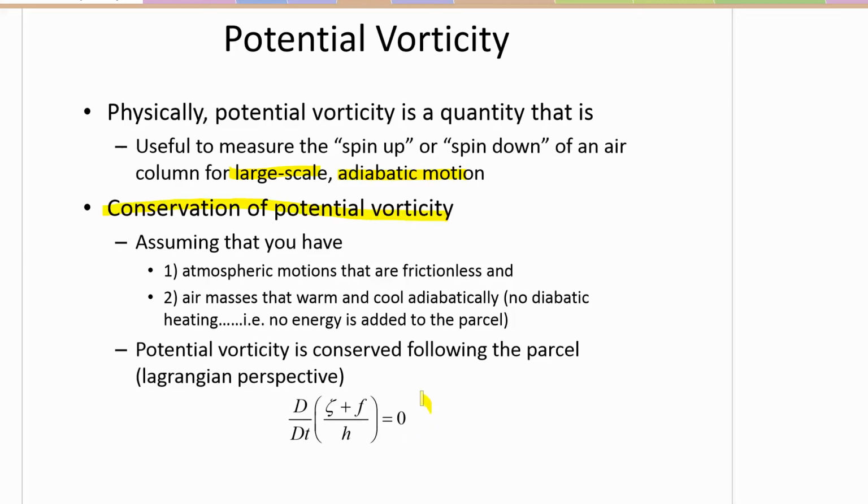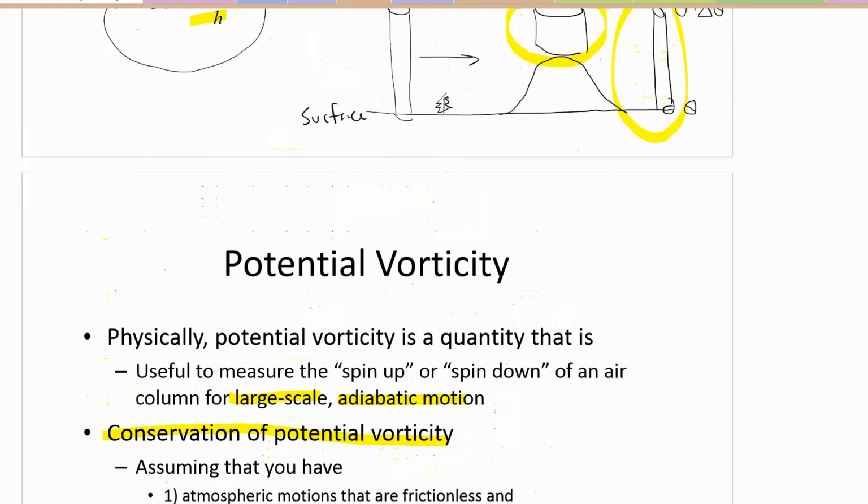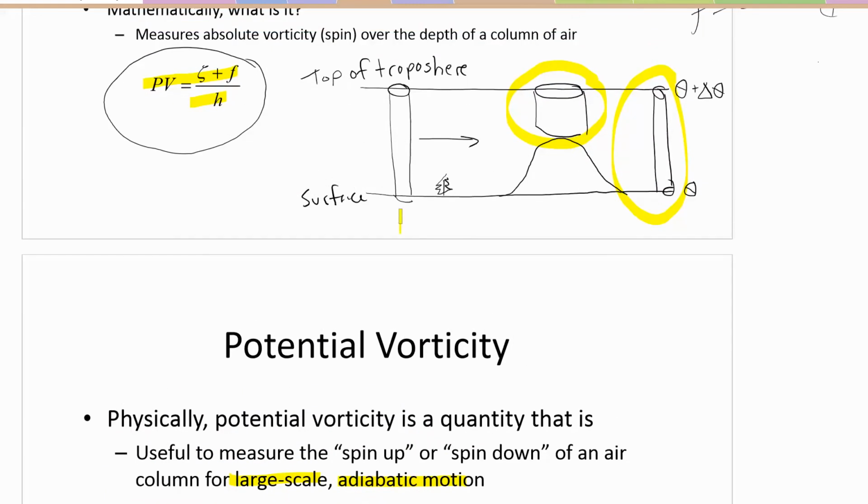So, conservation of potential vorticity. This concept is defined by this equation down here, which is the material derivative of potential vorticity with time is 0. What does that mean? It means this equation must always have the same value.